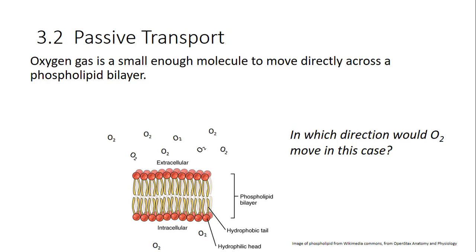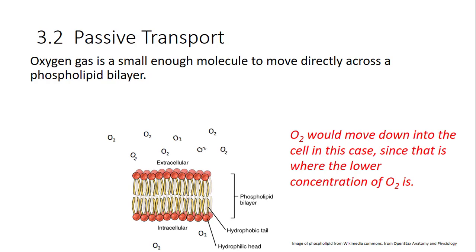So which direction do you think oxygen would move in this case, as illustrated in this slide? Take a look at where the concentration is greater and where it's lesser. Have you made your guess? Okay, here we go. Oxygen would move down into the cell, so towards the intracellular space, since that's where the lower concentration of oxygen is.